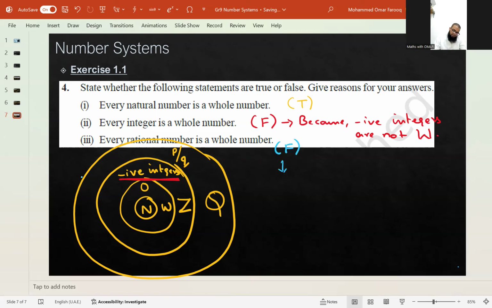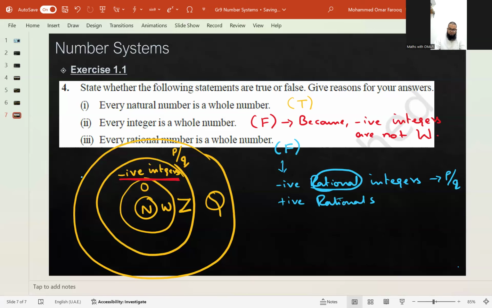Why? The reason is the negative integers, which can be written in the form of p by q, and also positive rationals, which can be written in the p by q form, are not included in the set of whole numbers. So that is the reason.